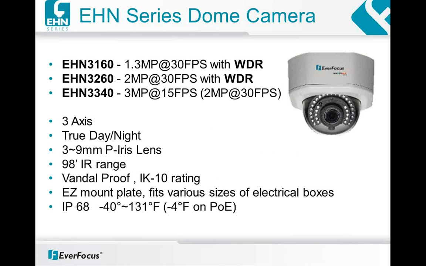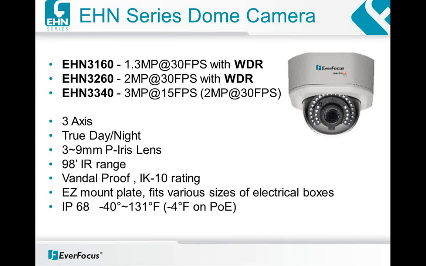Next is our EHN series. The EHN series is our Rugged Dome series camera. This camera also has wide dynamic. It has a very good day-night feature, and also has IR illuminators which you can turn on or off if you want to use the IRs. Some people don't like the IR reflection that you may get depending on the environment that the camera is plugged into, so we give you the option to turn off those IRs.